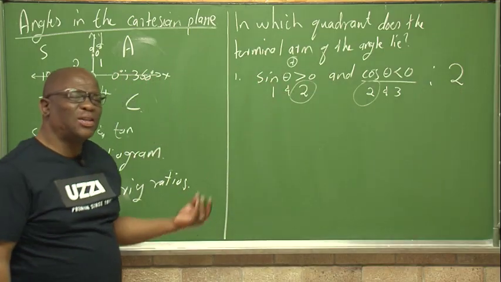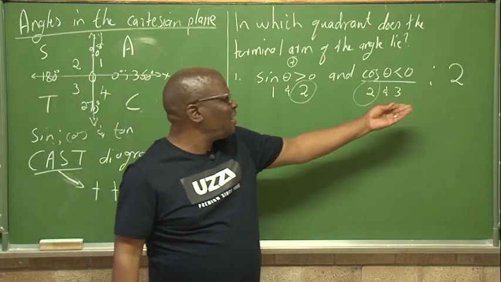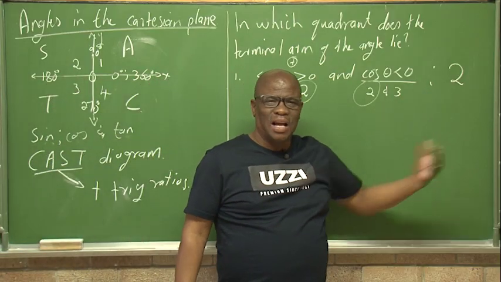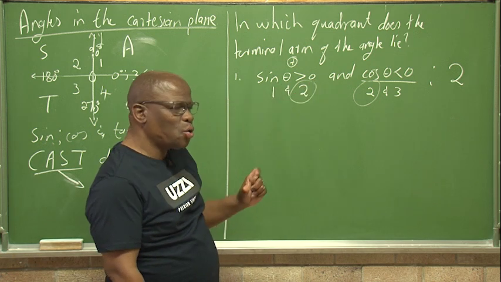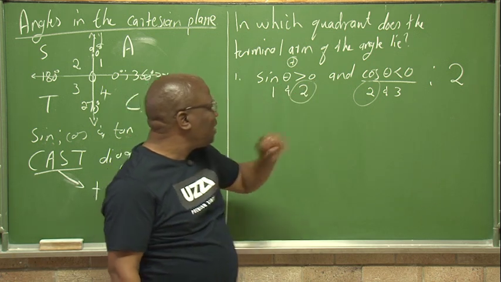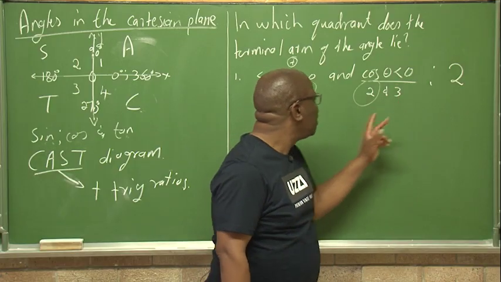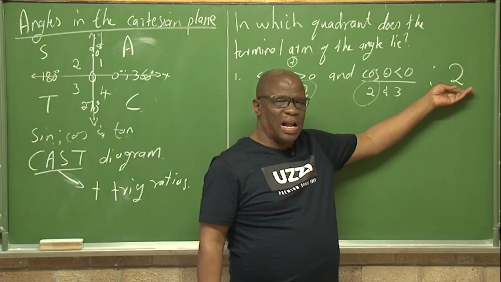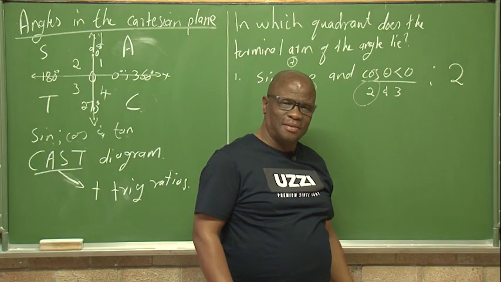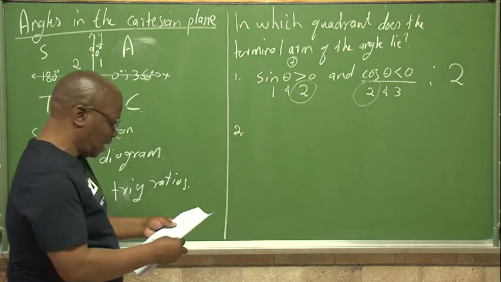Meaning, if we were to draw a right angle triangle, we will draw it in the second quadrant. How did you identify it? Sine theta greater than 0, in which quadrant? First and second. Cos theta less than 0, in which quadrant? Second and third. So the second quadrant is common. Now we conclude that the terminal arm will lie in the second quadrant. Let me take you through another example.